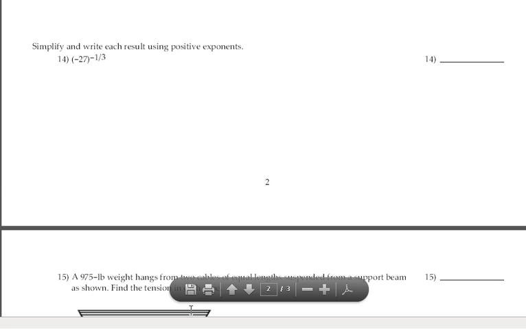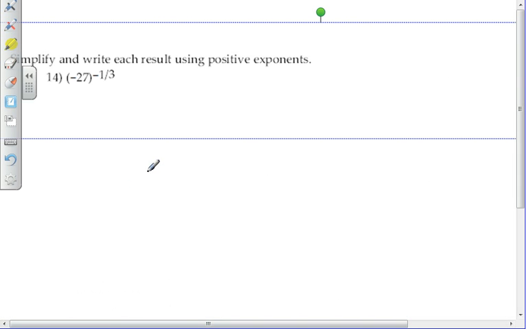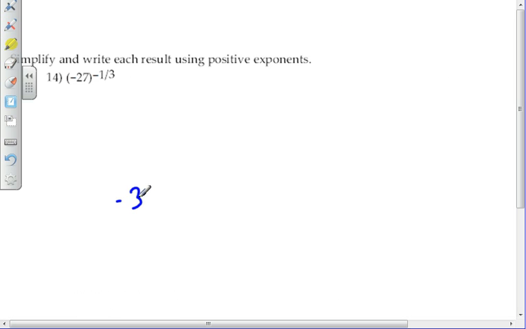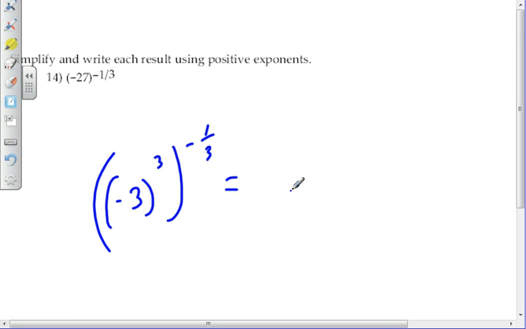Another give me question here. Okay, so I got 3 raised to the 3rd raised to the -3rd. Okay, so that's going to be -3 raised to the -1, because 3 times 1/3 minus 3rd is going to be -1. Okay, so it looks like -1/3.